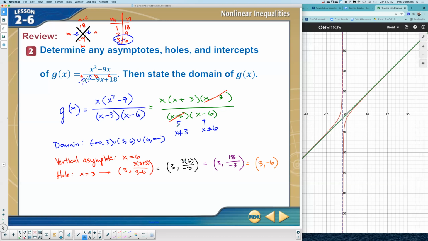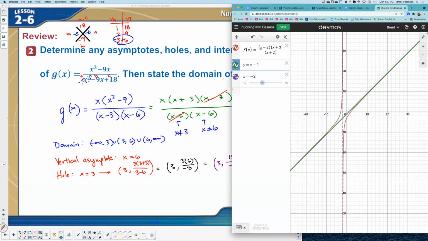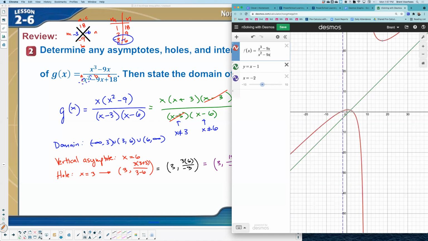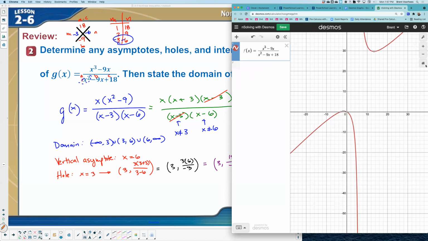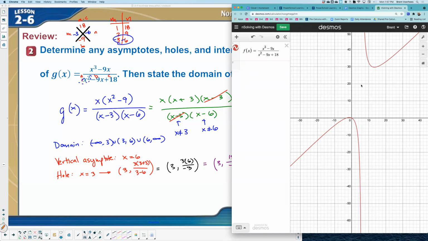And I'm going to stop there. We could do the intercepts, but I'll just get it off the graph anyway. I'm going to graph this and prove everything we just found is accurate. So I'm looking at x cubed minus 9x over x squared minus 9x plus 18. I'm going to delete these two things. Go home. Okay, so here's my graph.